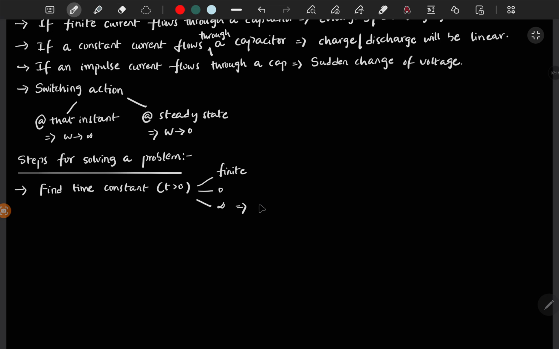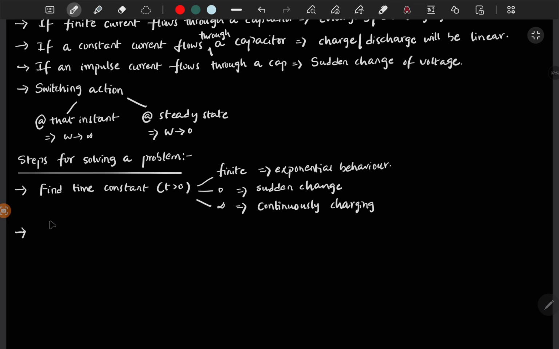Infinite means continuously charging. This we have already seen one example of also. And 0 means there will be a sudden change. And finite means exponential behavior. So these are the possible cases for the time constant. So that is the first step.